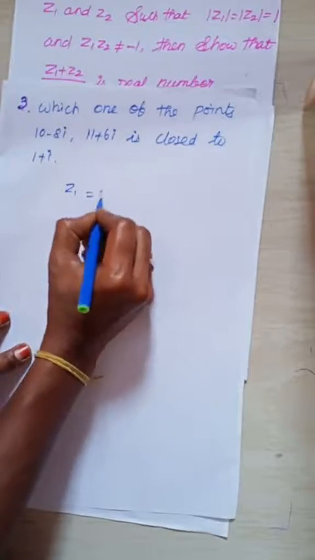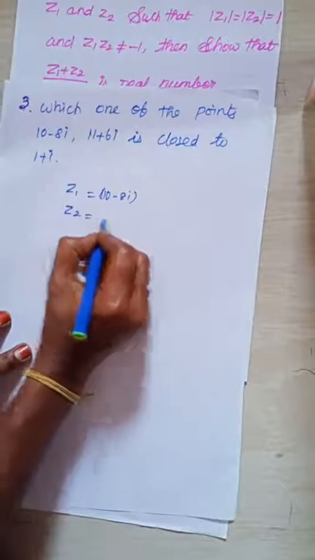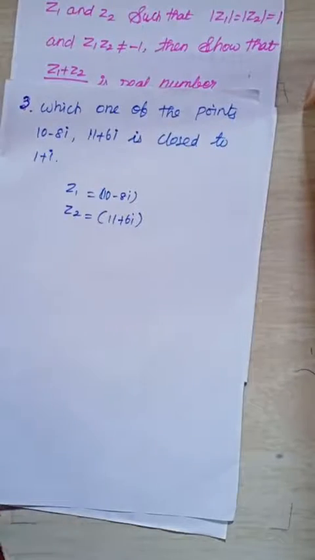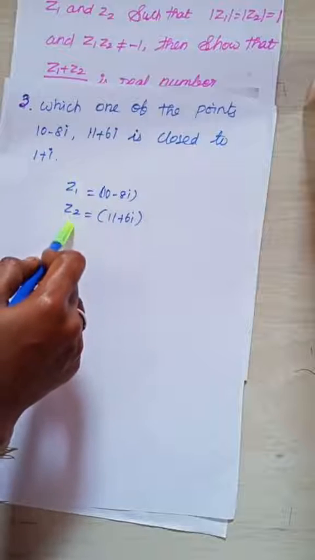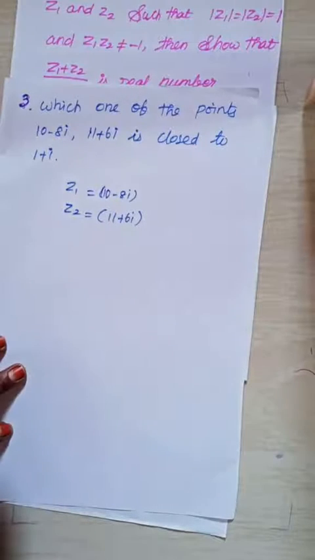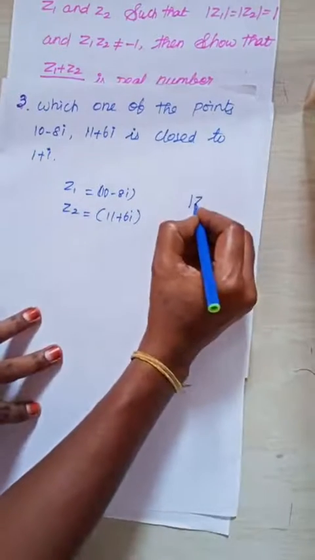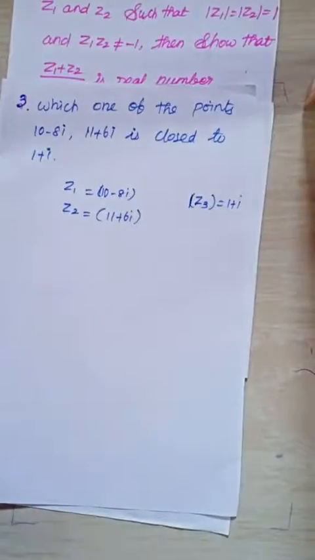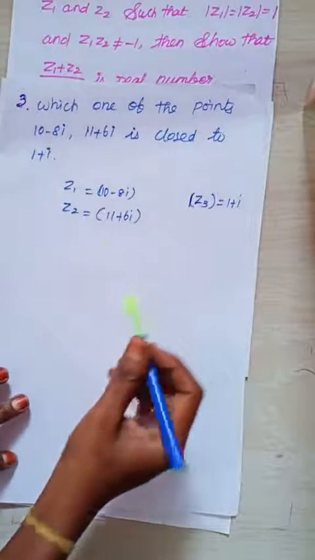Okay, so first find the distance. Take z1 equal to 10 minus 8i and z2 equal to 11 plus 6i. And then find modulus z1, modulus z2, and also modulus z3, where z3 is 1 plus i. So find the modulus for each, and some values exist.